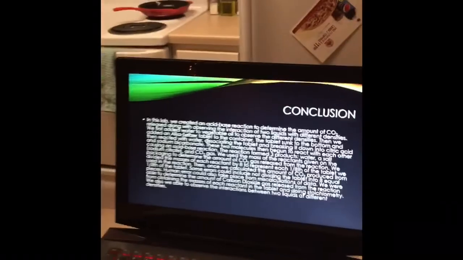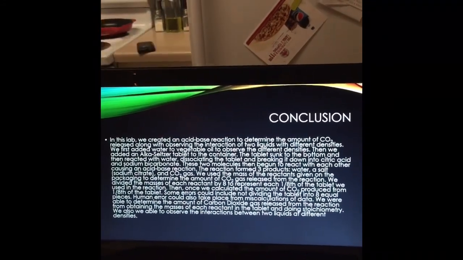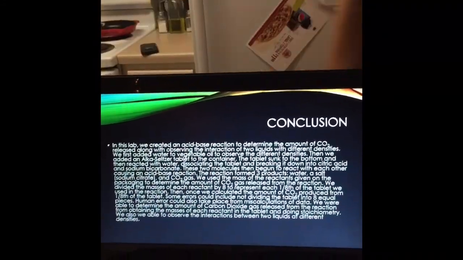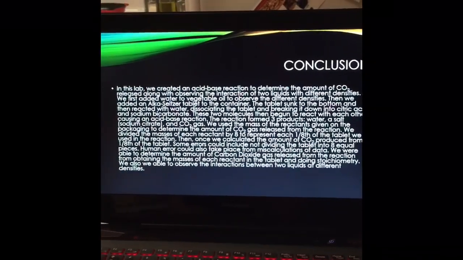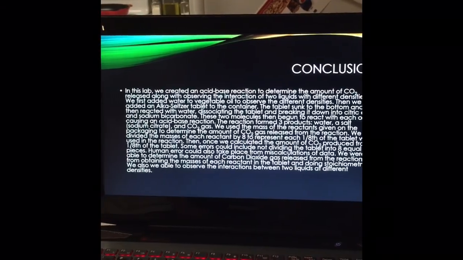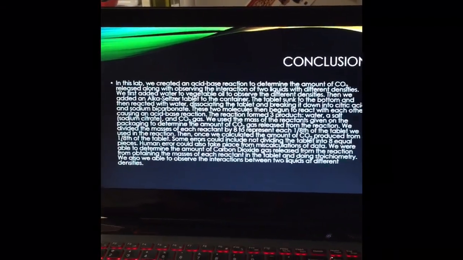In conclusion, basically what we wrote here is our objective and the procedure that we did and what we calculated and how we got the CO2 gas, the errors that could have gone into this experiment: human error from miscalculations, and also we could have chopped up the tablet into unequal 8 pieces, which would result in a different amount of CO2 gas than what we calculated originally.